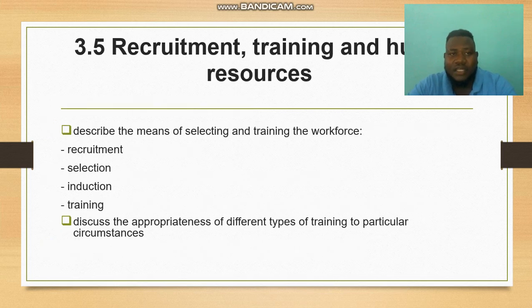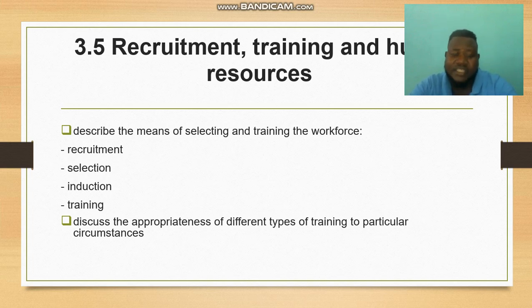And then the last topic is recruitment, training, and human resource. You are expected to describe the means of selecting and training the workforce. When you're talking about recruitment, this is when you are recruiting employees. This can be done in two ways, that is internal recruitment and external recruitment. You are expected to describe advantages and disadvantages of using internal recruitment, and also advantages and disadvantages of using external recruitment.